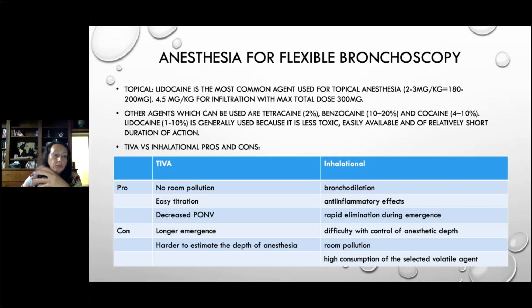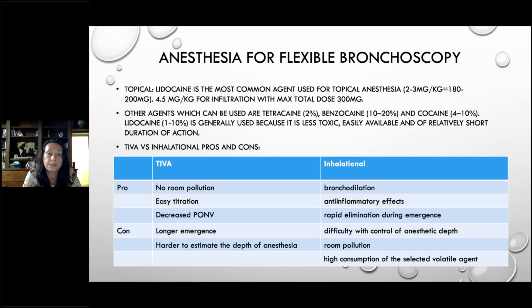So for anesthesia for flexible bronchoscopy, other than lidocaine, other local anesthetics can safely be used. Tetracaine, benzocaine, cocaine have been used, but again, the toxic effects should be considered, especially for benzocaine and tetracaine that can cause methemoglobinemia. Then, as the recommendation states, sedation is recommended. So sedation or general anesthesia can be used.